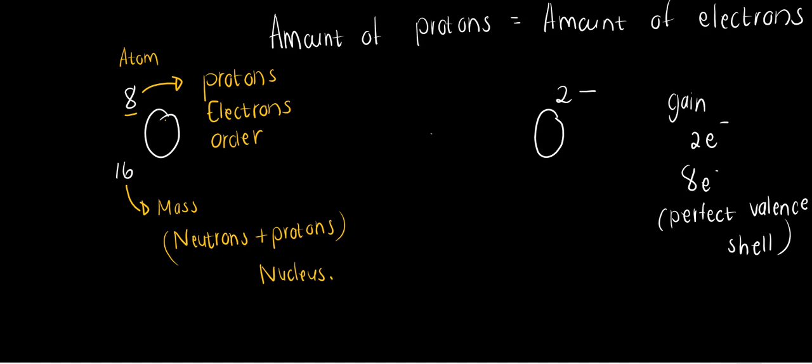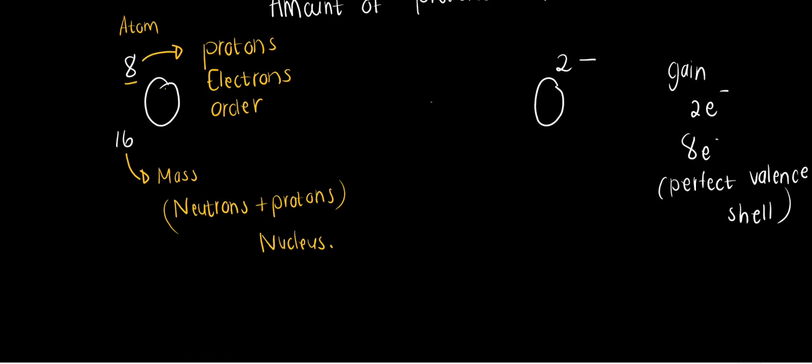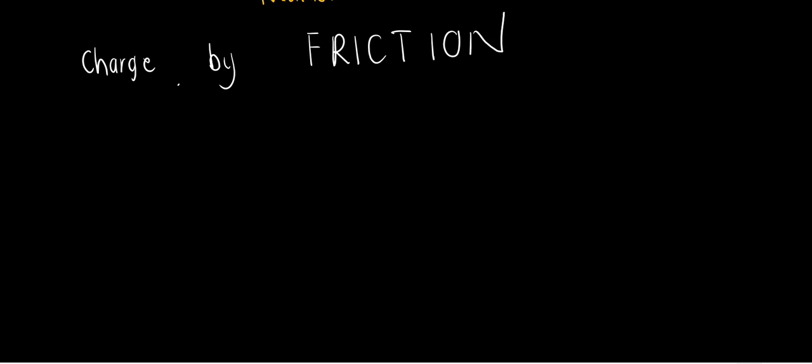I just want you guys to understand that not all of your materials will lose electrons. Some of your materials will gain. Okay, so in electrostatics, how is the object charged? How is a charge obtained? The charge is obtained by, so important, friction. Charge is obtained by friction.